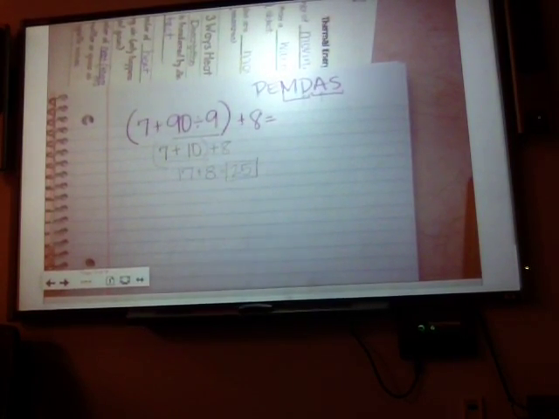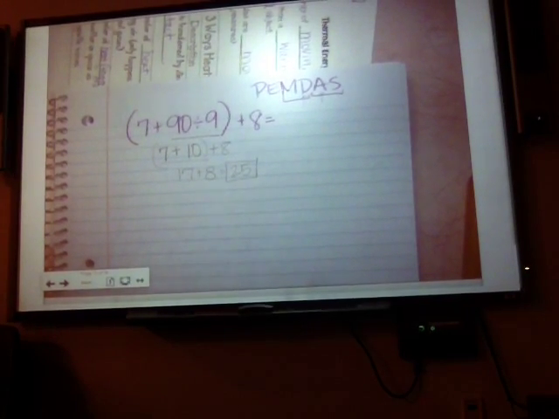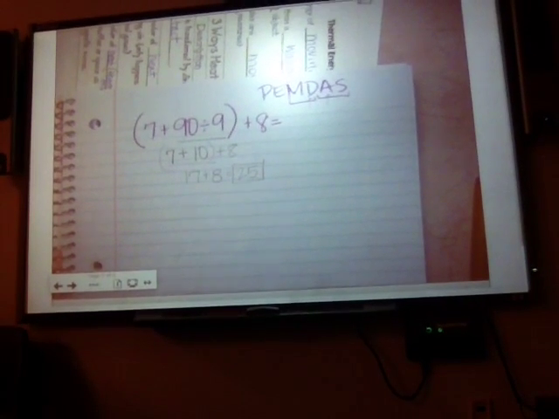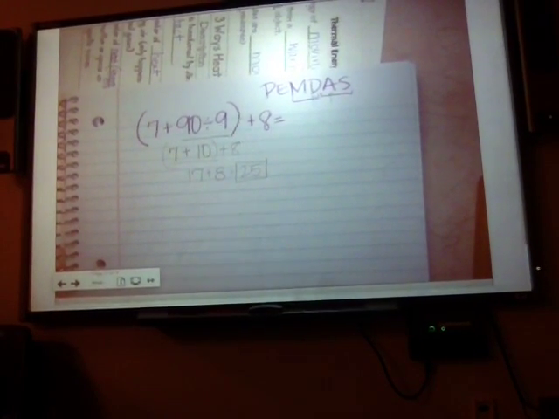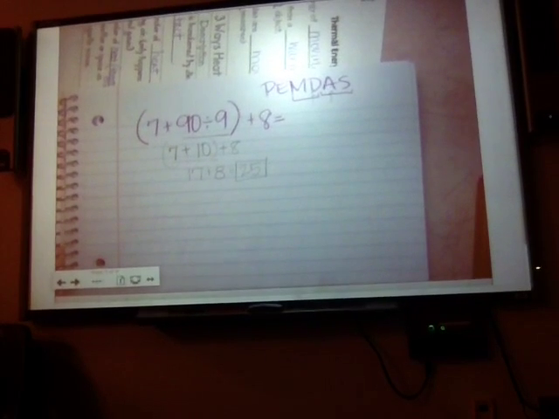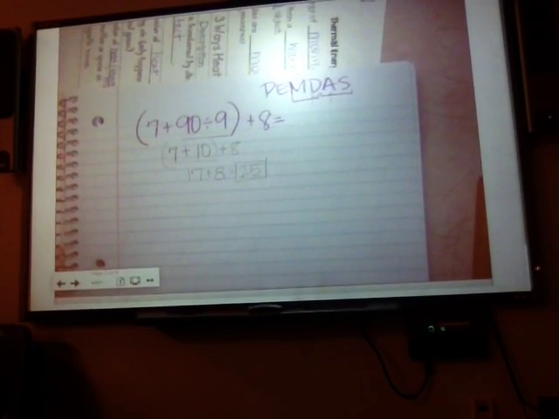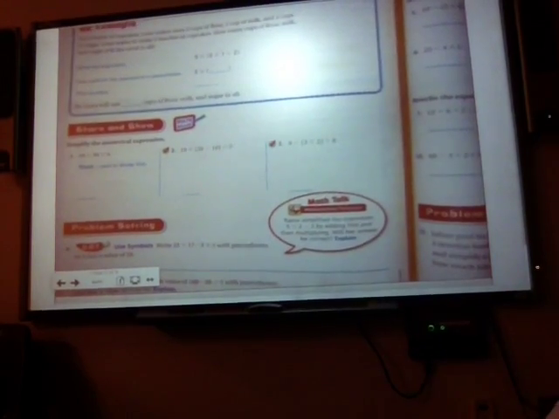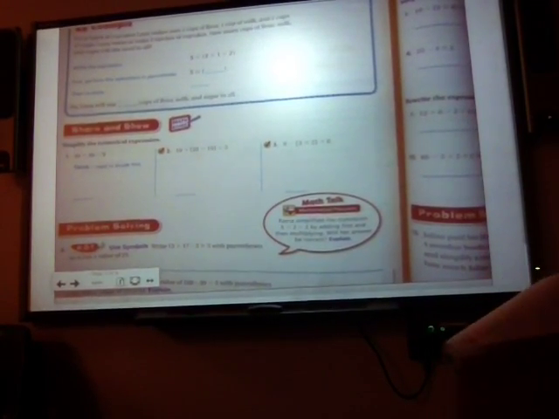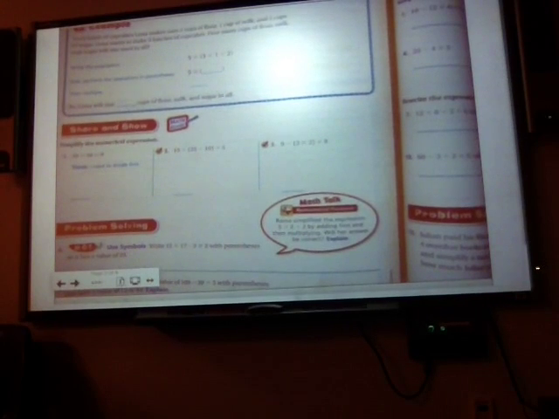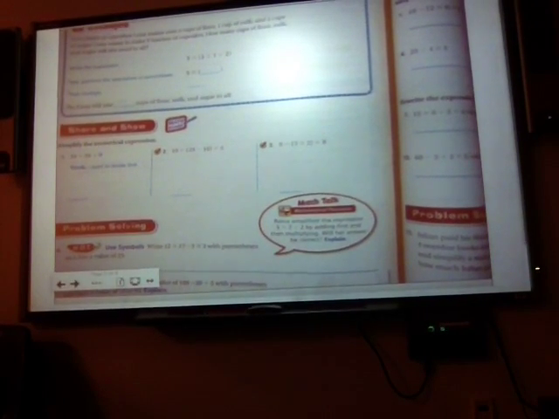All right, ladies and gentlemen, get out your math workbook. Turn to page 310. Turn to page 310. Thank you for quietly turning to 310.